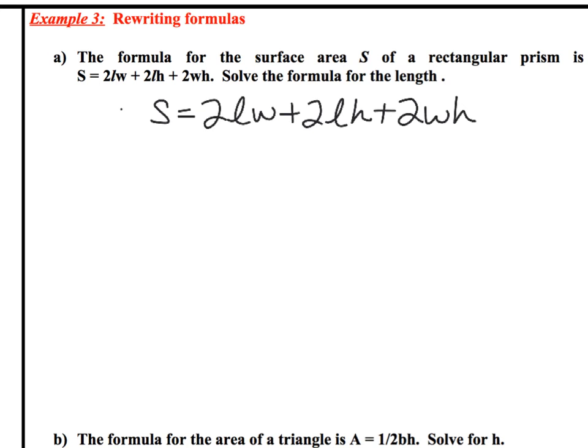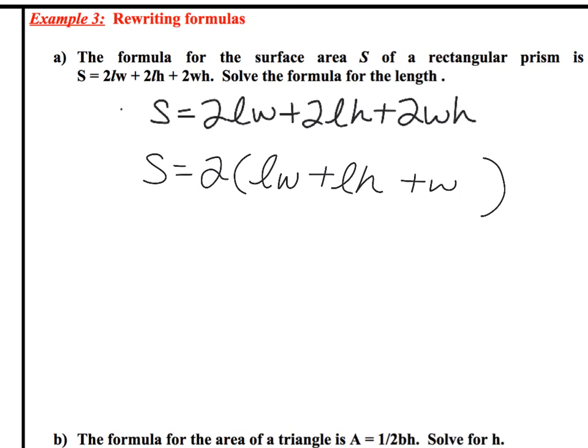So we're going to write this as S is equal to 2 goes outside the parentheses. And then divide everything by 2. So LW, what comes next? LH. You're just taking out the 2, like ripping it out of all three terms. And then what comes next?